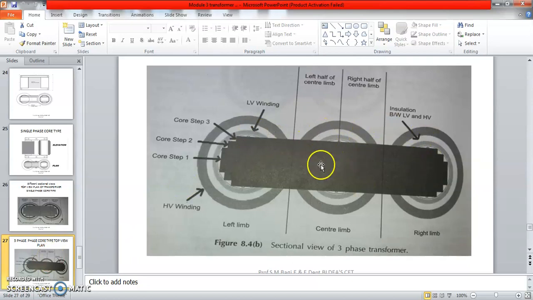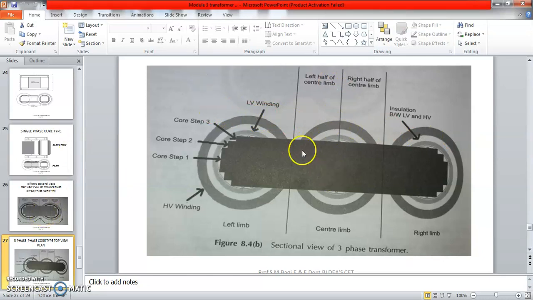If you go for a 3-phase transformer, there are 3 limbs, 3 core sections. This is the middle core section. In the exam they may ask you to draw any one core section. If you cut exactly the middle, this is the right limb and this is the left limb. If they ask for the right limb in section, exactly this part is visible, this part is invisible. This is the 3 core section.